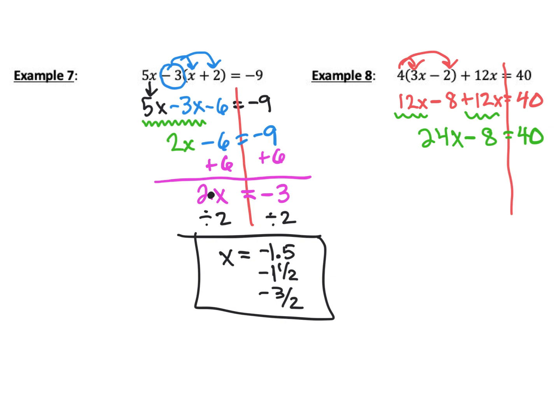I see a subtract, then I'm going to add 8x to both sides. So I have 24x, the negative 8x goes away. 40 plus 8 is 48. Now I want to get x by himself. 24 and x are multiplying. So that means I'm going to divide by 24 on both sides.